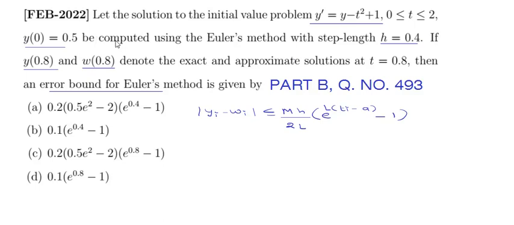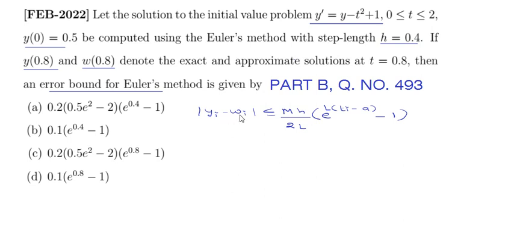In this video we will solve a problem asked in CSIR NET February 2022 in Part B related to numerical methods. Here we are given the first order initial value problem y dash equal to y minus t square plus 1 in the range 0 to 2, with the initial condition y of 0 equal to 0.5. The step size is 0.4 and we need to find the error bound at t equal to 0.8. The error bound formula is given as follows.